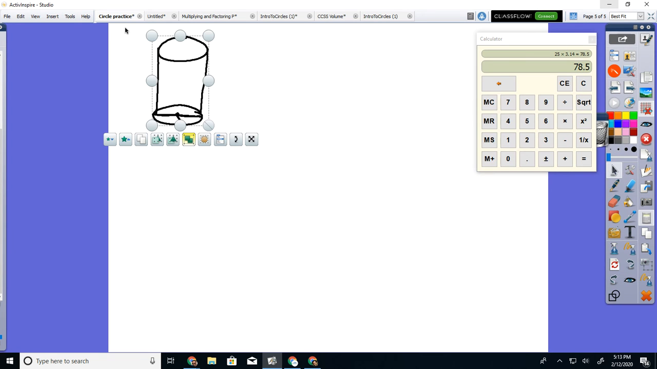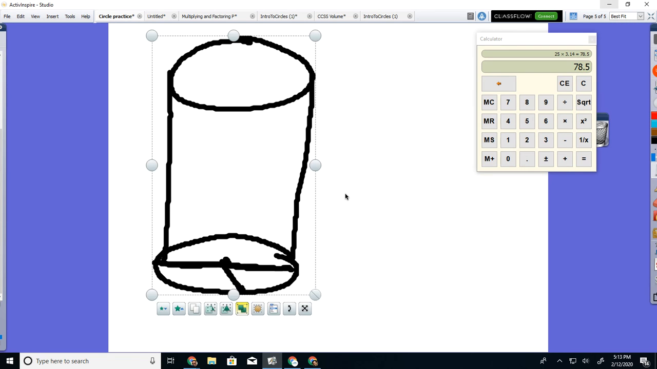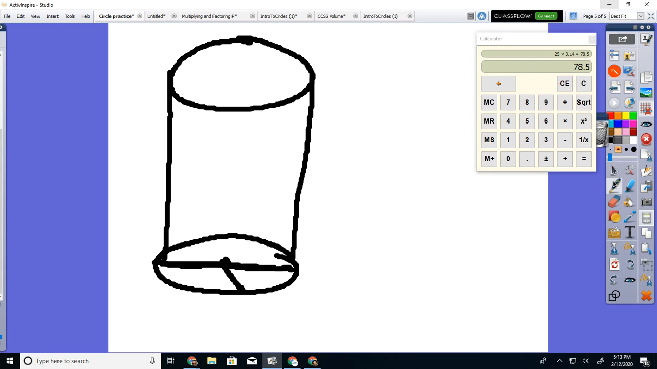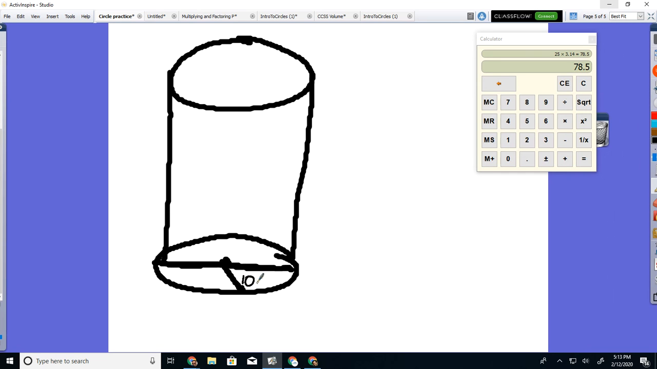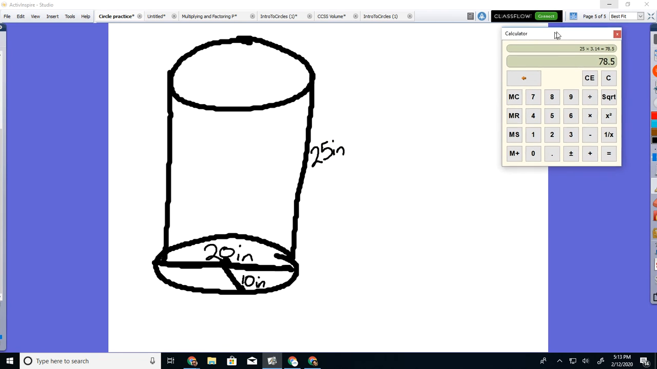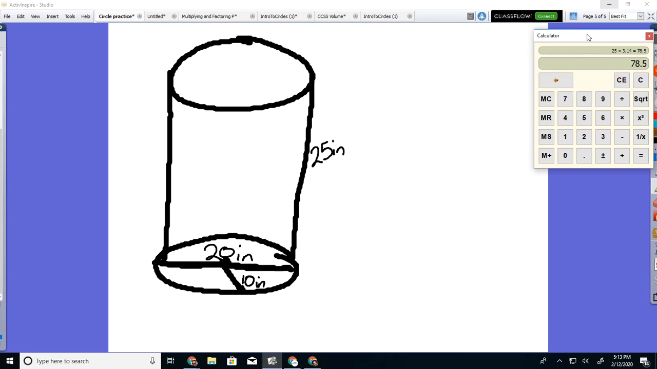All right. So here we have a radius. Let's say that radius is 10 inches. That would make the diameter 20 inches. And we need a height. Let's make that 25 inches.